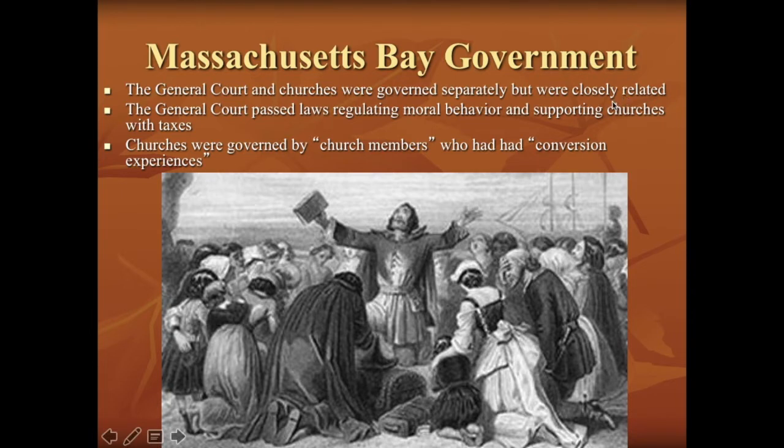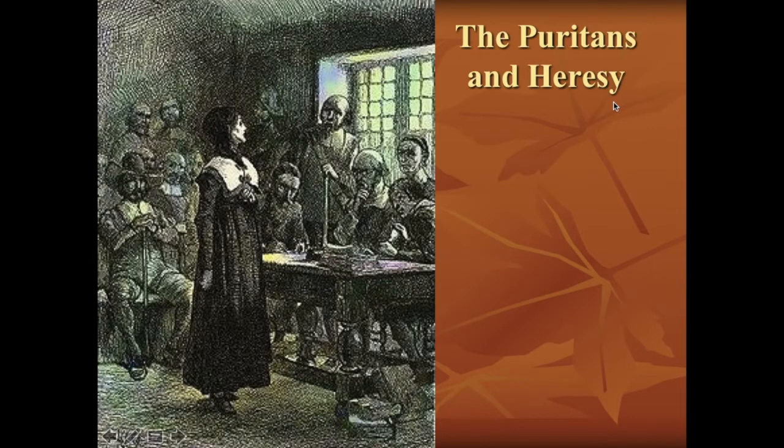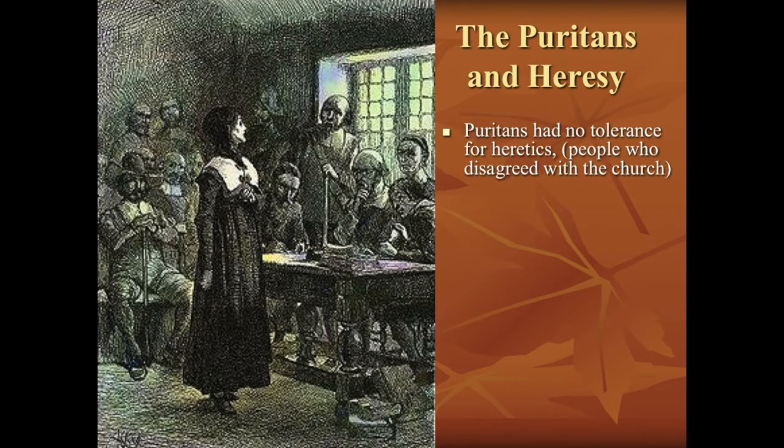That being said, let me go ahead and dispel a myth about the Puritans. The common idea is that the Puritans believed in freedom of religion, and that is not the case at all. They did not have any tolerance for people that disagreed with their religion. So when people say that the Puritans founded Plymouth or Massachusetts Bay on the idea of religious freedom, it's more accurate to say that they wanted freedom of their religion. They had no tolerance for people that stood up to their idea of what proper Christianity was. And they had no tolerance for heretics, heretics, by definition, being people that disagreed with the church.